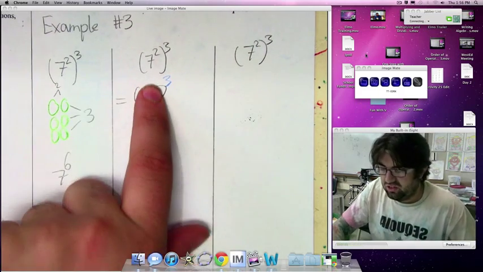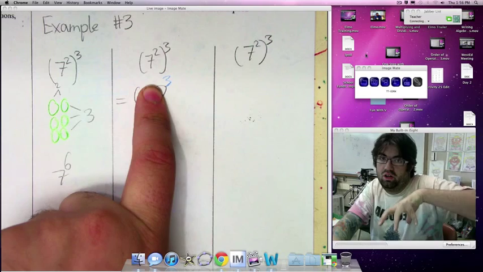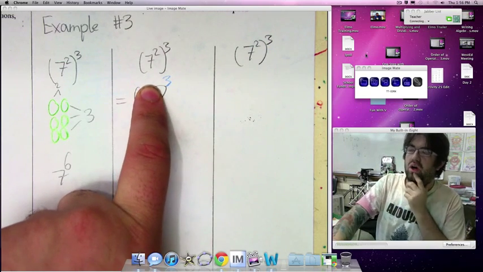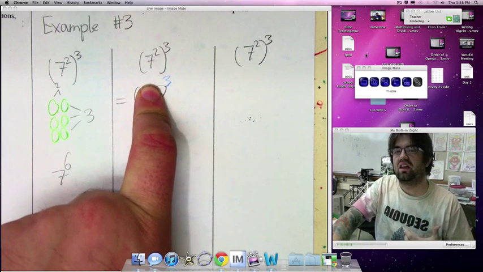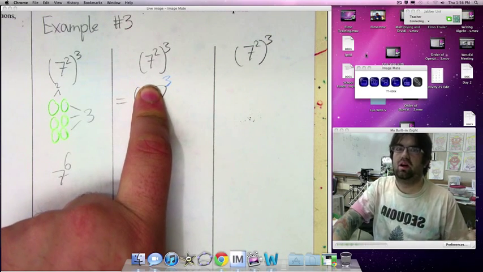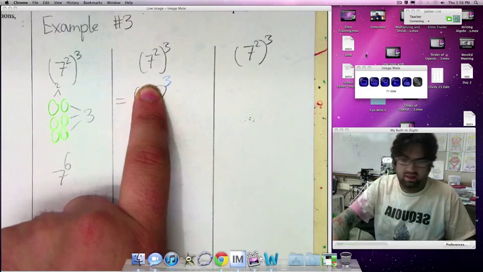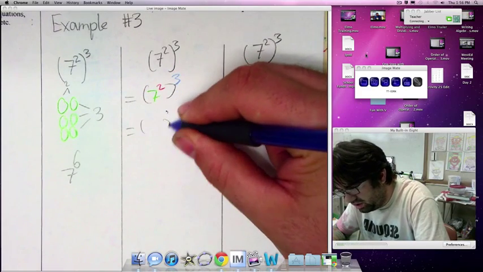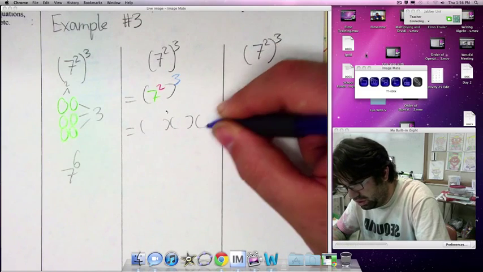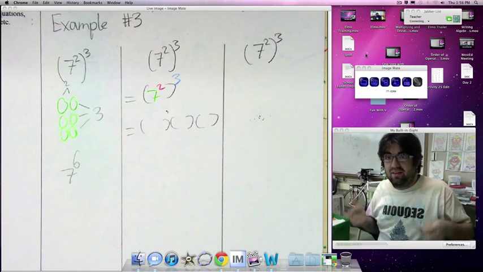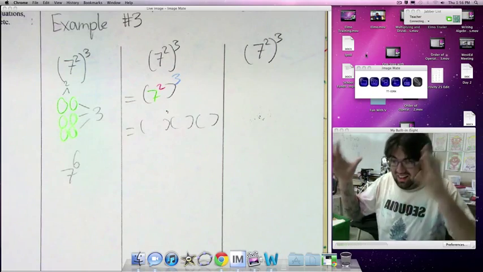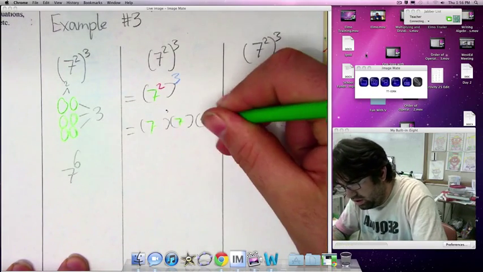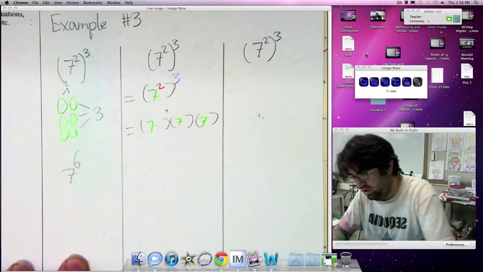Let's think about what this is. We have some number to the 3rd power. If I had some number to the 3rd power, how many times do you write it? To the 3rd power, I write it 3 times, Mr. V. That's right. So I'm going to put 3 parentheses, 1, 2, 3. And what goes inside of every single one? The exact same thing. 7 squared.